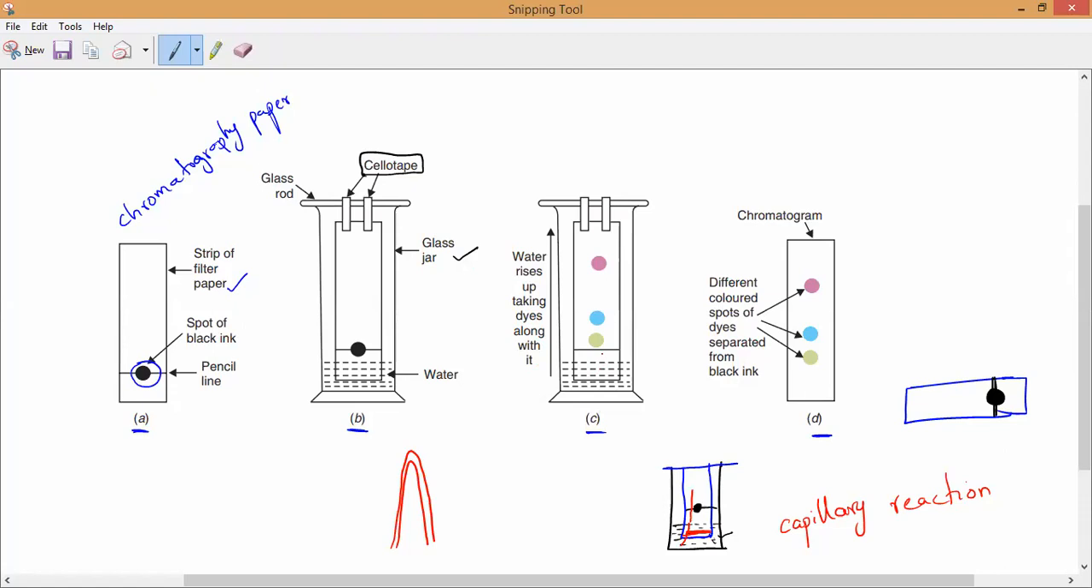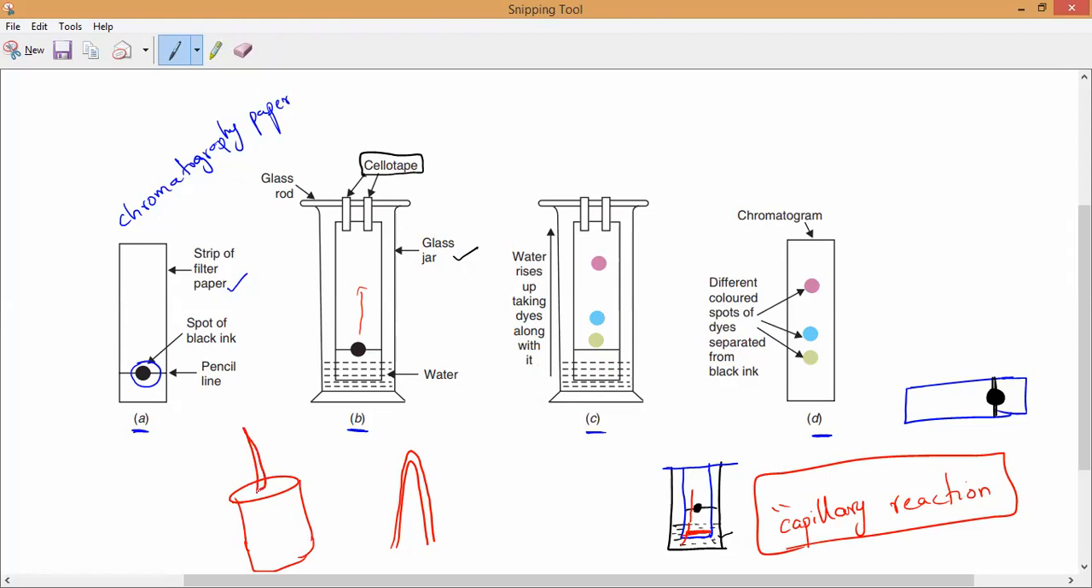So once the water is rising across this black spot, slowly the water is going up by the action of capillary reaction. Even the candle, you can take the candle also. How does the candle wax melt and produce light? The candle wax will melt and rise along with the wick, by the action of capillary only. That is the heat and light. That you should remember.